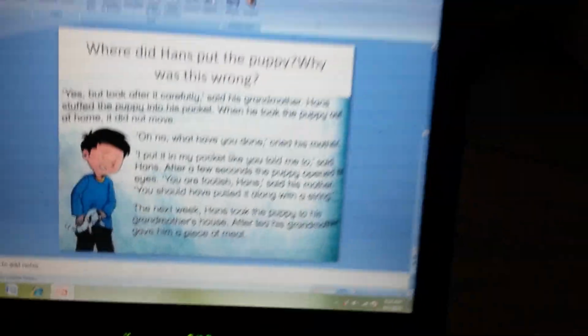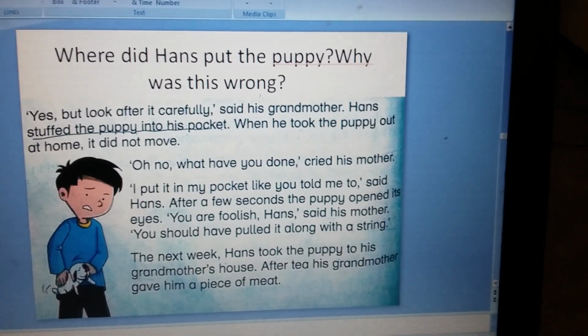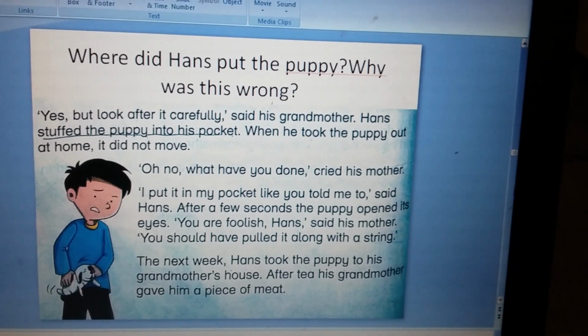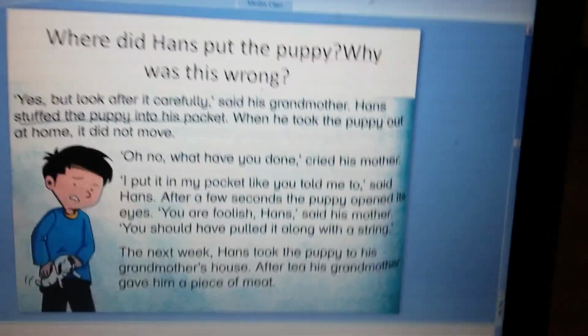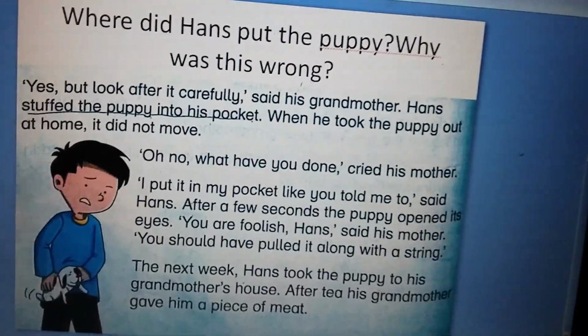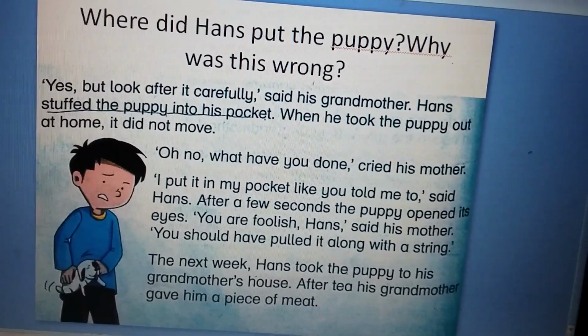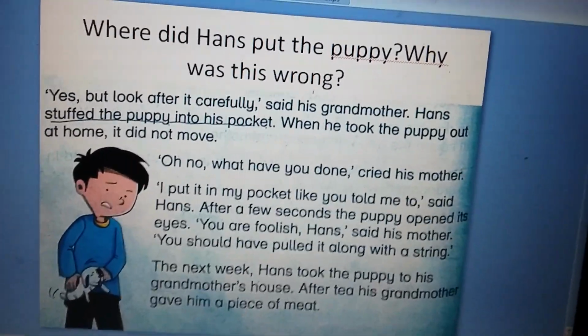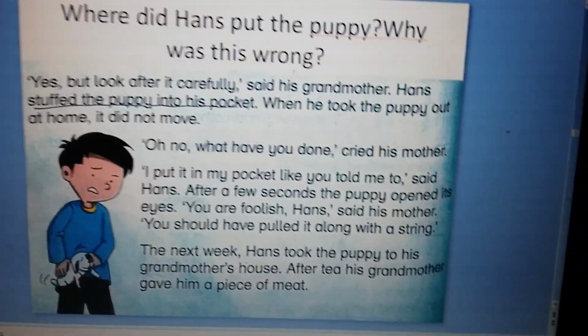When a puppy grows up, what will it become? It will become a dog, a big dog. That's why it is a living thing. Why was this wrong? Because the puppy was a living thing. It could not be stuffed in the pocket.